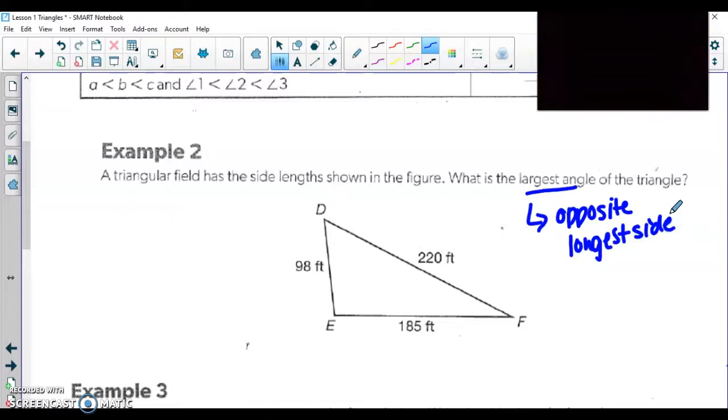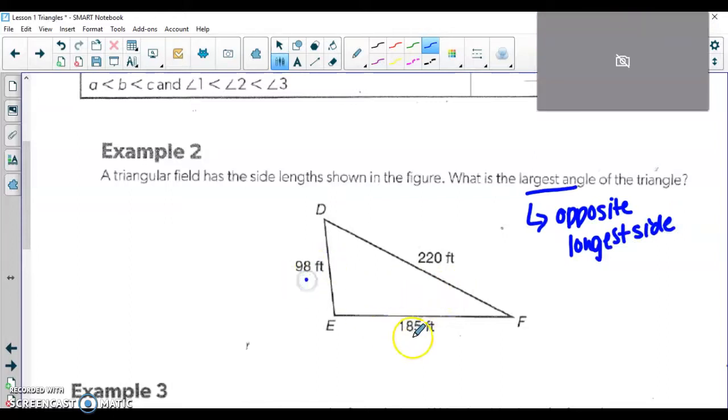So what I'm going to do is actually look for, out of these 3 sides, which one has the longest measurement. It's this one because 220 is larger than the others. So I need to go across the triangle, and that takes me to angle E. So here, angle E is the largest.